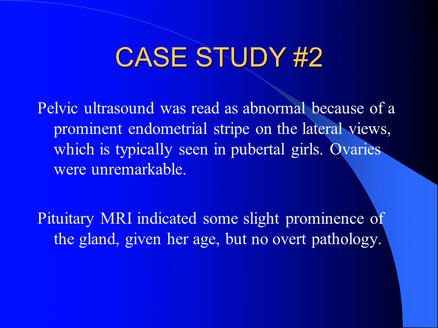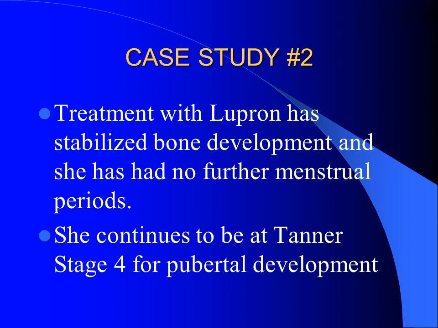Case study number 2. Pelvic ultrasound was read as abnormal because of a prominent endometrial stripe on the lateral views, which is typically seen in pubertal girls. Ovaries were unremarkable. Pituitary MRI indicated some slight prominence of the gland, given her age, but no overt pathology. Treatment with Lupron has stabilized bone development and she has had no further menstrual periods. She continues to be at Tanner stage 4 for pubertal development.